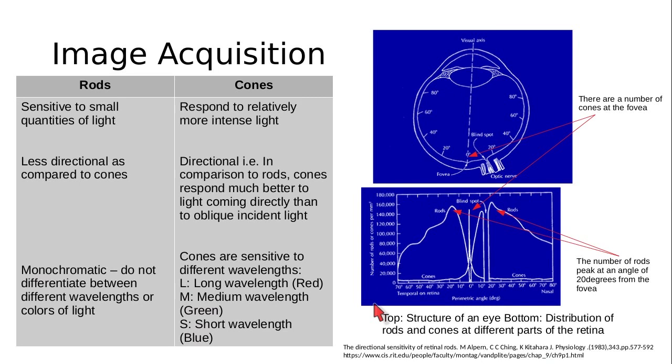And the distribution of the cones and rods in the eye is also not uniform. So if you see here, this is an image of the retinal wall, right? And let's say the light is incident like this, and this is the fovea, right? And this is the blind spot. This is the blind spot where all the nerves from the eye actually enter the brain. So this is the optic nerve, and from here all the nerve endings pass through the retina and enter the brain.